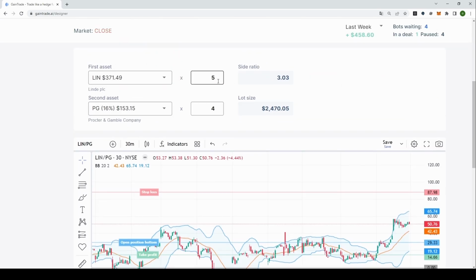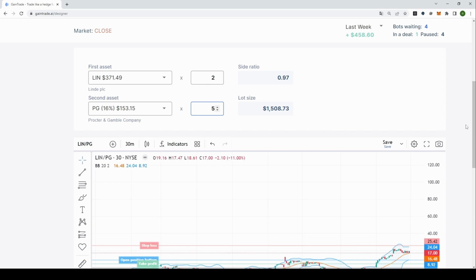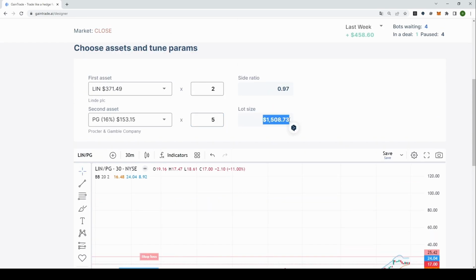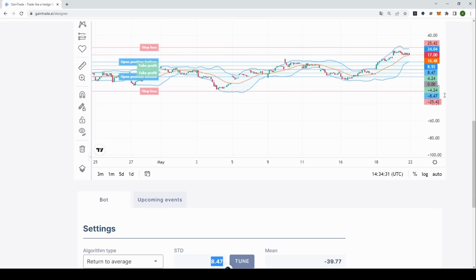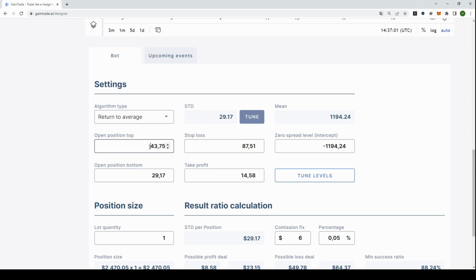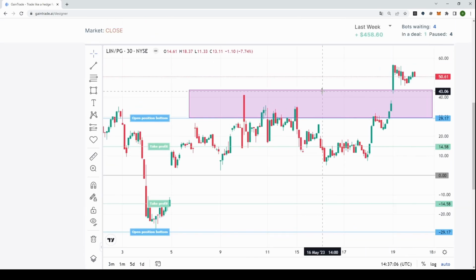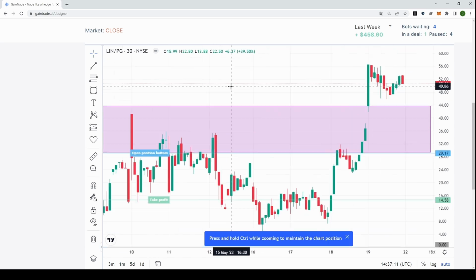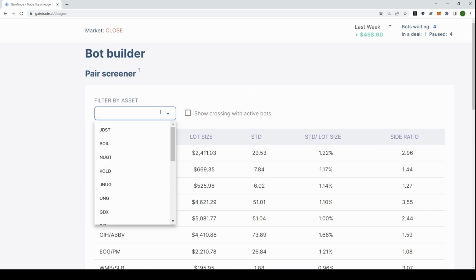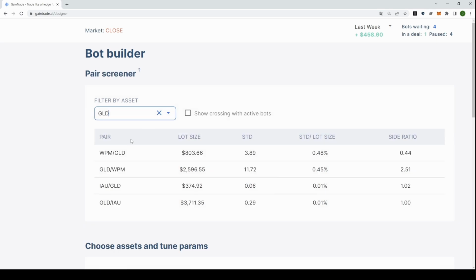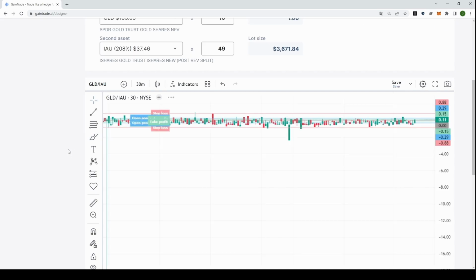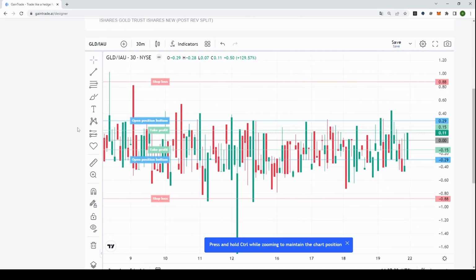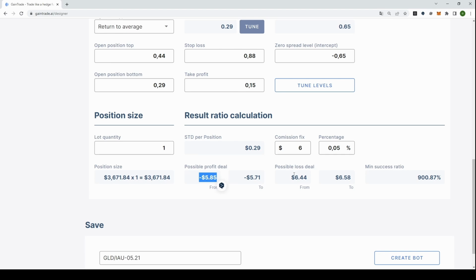You can adjust this value yourself if you have a different opinion and make it, for example, equal to the maximum. It's worth noting that when you make this adjustment, the lot size and STD will also change. Open position bottom and open position top are necessary to avoid slippage and mitigate risks if it is significant. Outside of this corridor, the bot does not open trades. There are trades that frequently occur, such as GLD versus IAU, which have an incredible correlation of 208%. However, it is difficult to profit from them because the commission fees outweigh the potential gains.